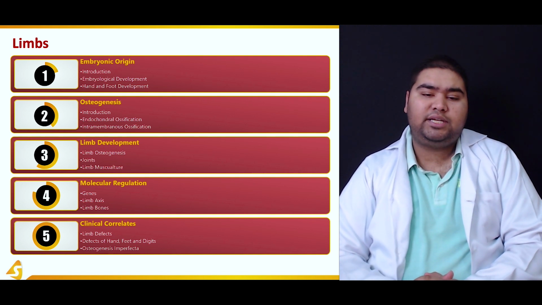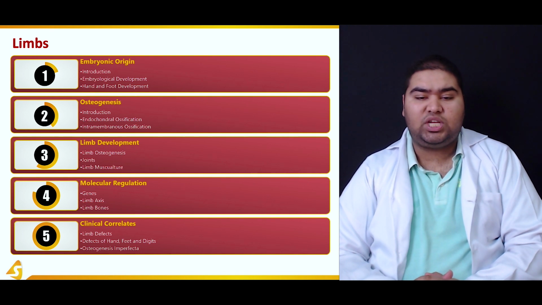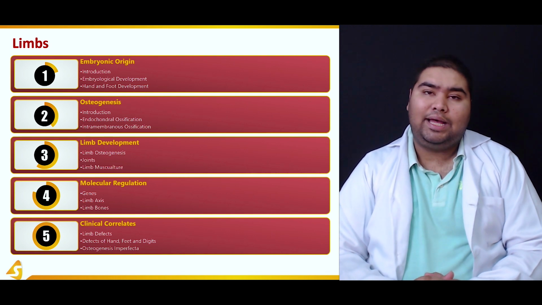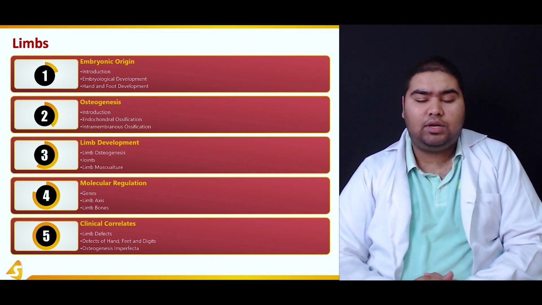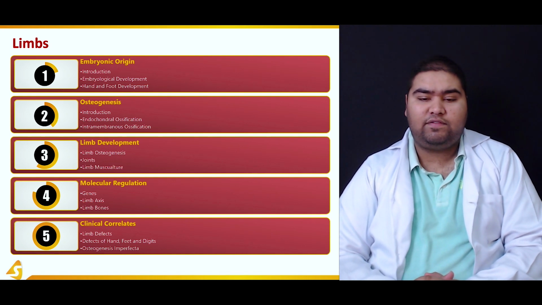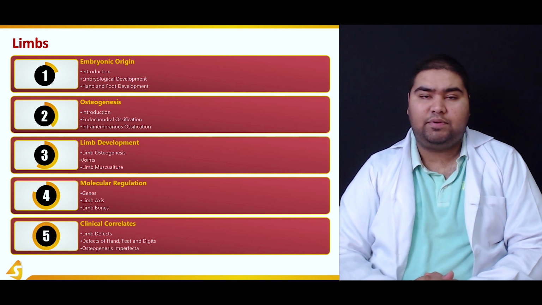The fourth section is the molecular regulation. It is divided into genes, the limb axis, and limb bones. And lastly, we'll have a clinical correlate section in which we'll talk about the limb defects, the defects of hand, feet, and digits, and osteogenesis imperfecta.